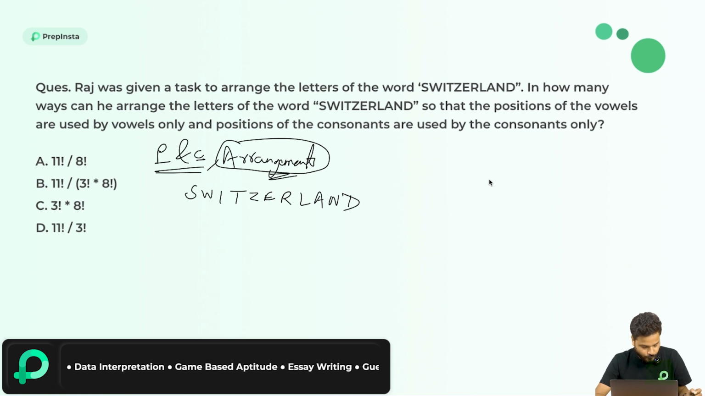So what I'll do from here is I'll mark the vowels. So vowel, vowel and vowel. These are the three vowels. So 1, 2, 3, 4, 5, 6, 7, 8, 9, 10, 11. Total 11 letters are there. 3 are vowels, so 8 are consonants.